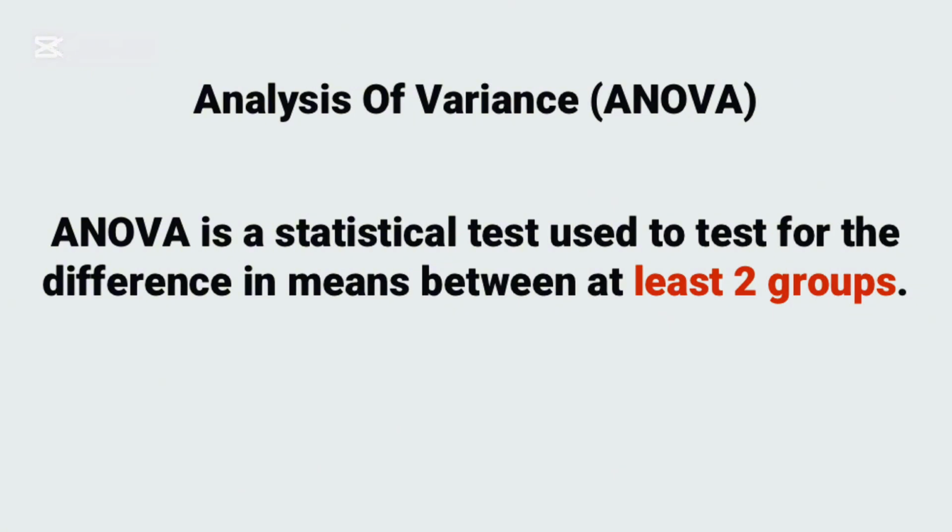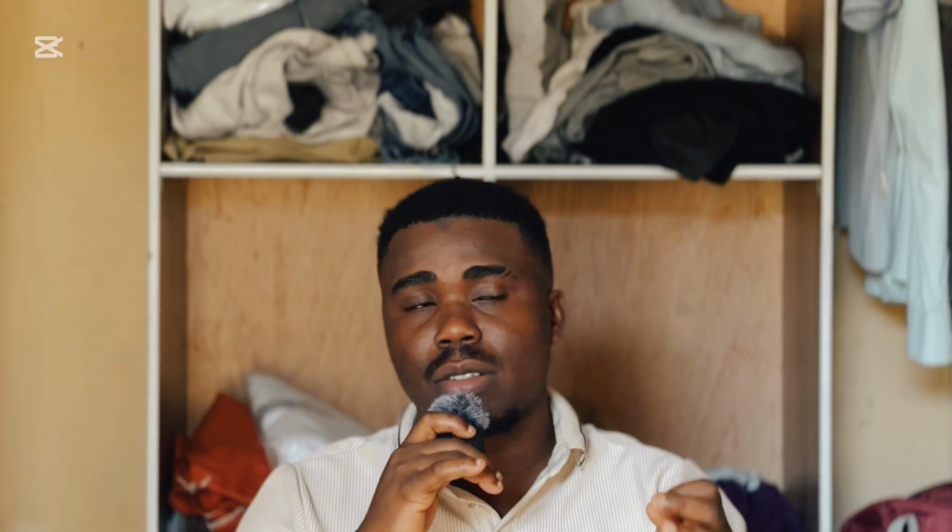So first thing first, the full meaning of ANOVA is analysis of variance, and it is a statistical test that is used to test for the difference in means between groups, at least 2 groups. Now I use the words at least 2 because there is actually a statistical test that we can use to test for the difference between the means of 2 groups, and that is the independent sample t-test. But what I'm trying to say is that sometimes the ANOVA can actually replace the independent sample t-test.